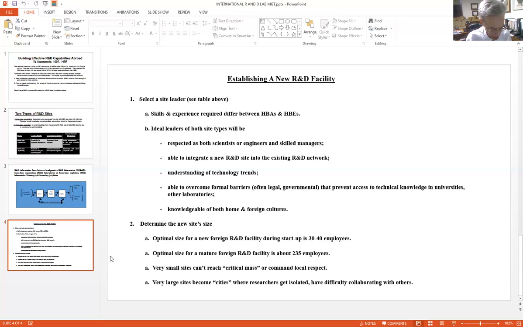But a couple of good points down at the bottom. Very small sites can't reach critical mass or command local respect. So you've got to be willing to make a commitment. Very large sites, on the other hand, get to be what Cumberly calls cities, and they just get to be too cumbersome and less likely to become productive as members of the community and as producers of knowledge.